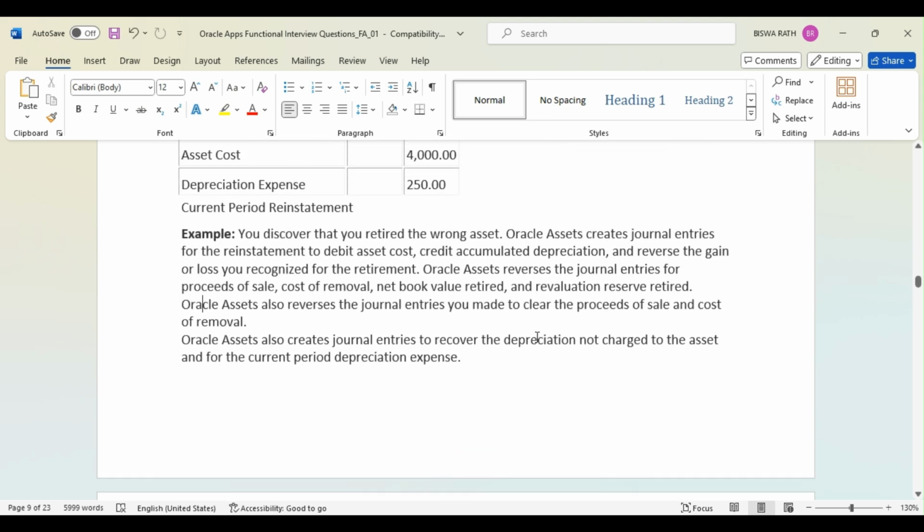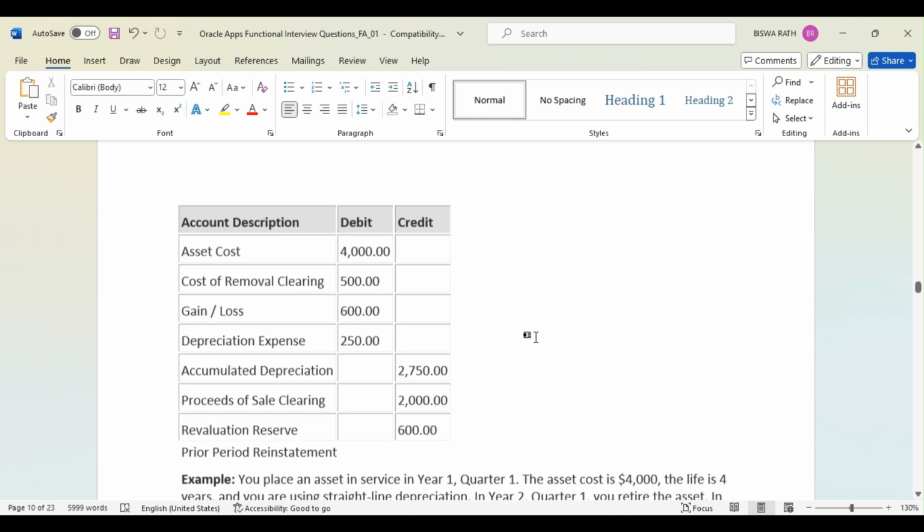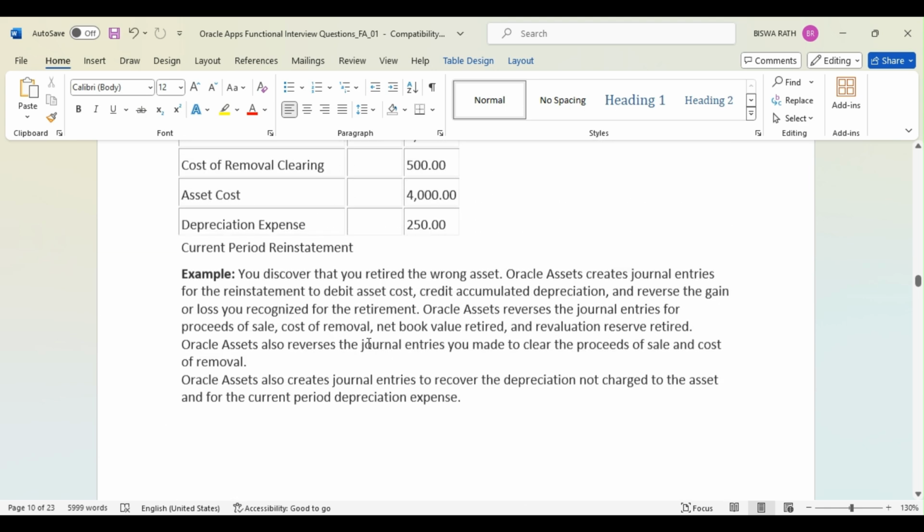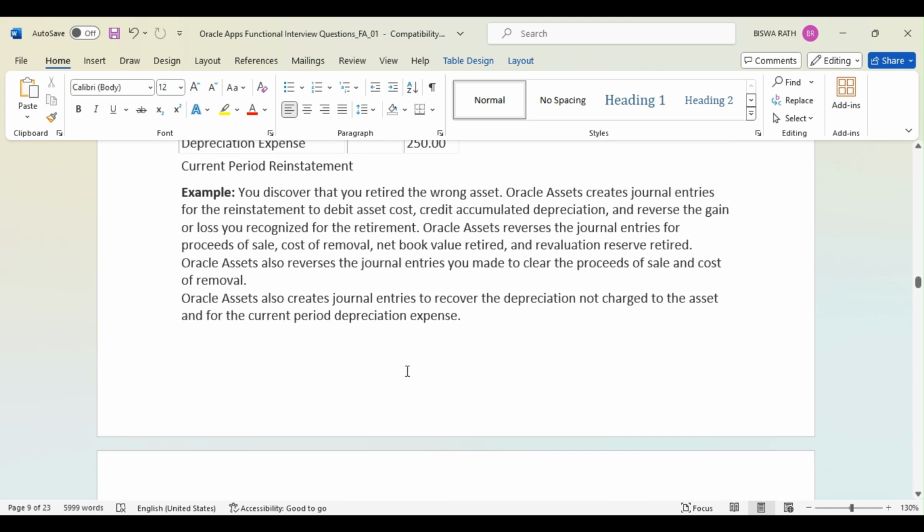So this is more of what your accounting entry will be if you have retired an asset. Asset cost is 4000. Cost of removal you have expensed. What is the gain and loss on that asset? Depreciation expense 250. You are completely retiring this asset. You are not selling this asset. Okay, you discover this is only the retirement entry.